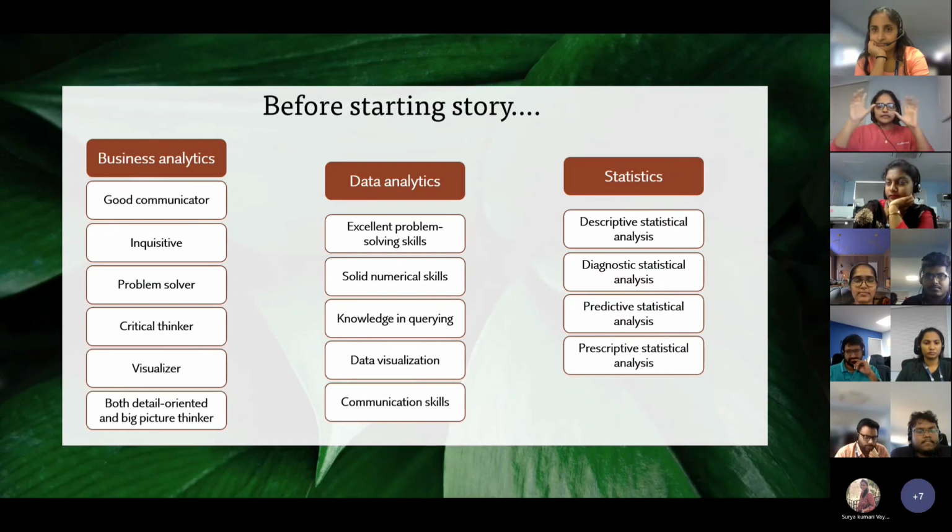You need to think in a big picture. Whether the particular feature you are suggesting from your data insights is going to be useful for your business or not. First, you need to think in a big picture and then work on it.